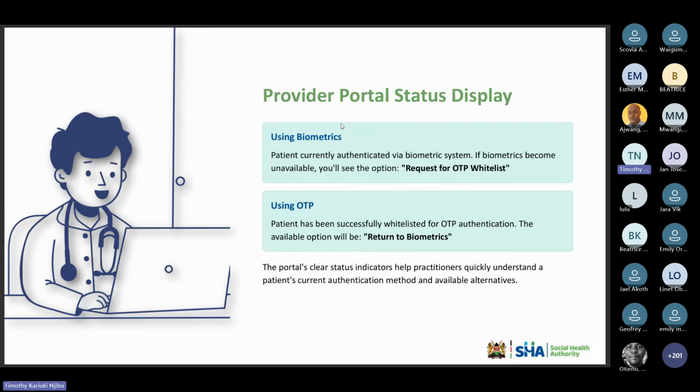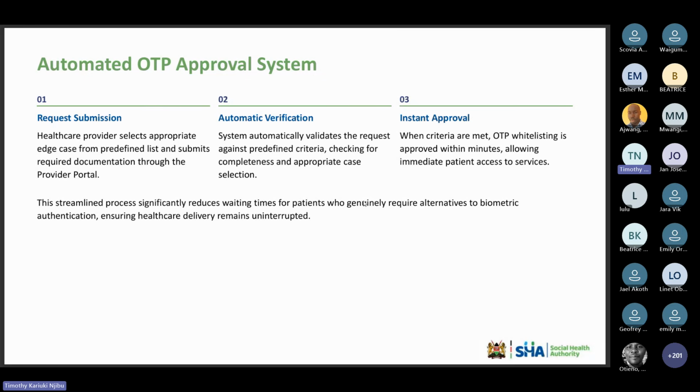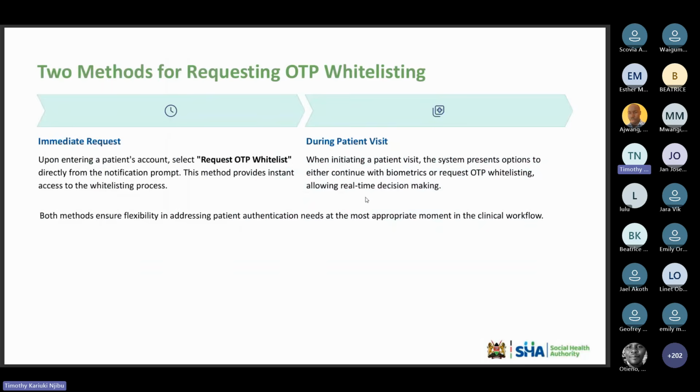Now, if you require a manual approval, this is the case where maybe it's a critically ill patient, SHA needs to verify. It's an oncology case, SHA needs to verify. So those ones, they are now requiring SHA approval. So for ones that require SHA approval, there are two items.